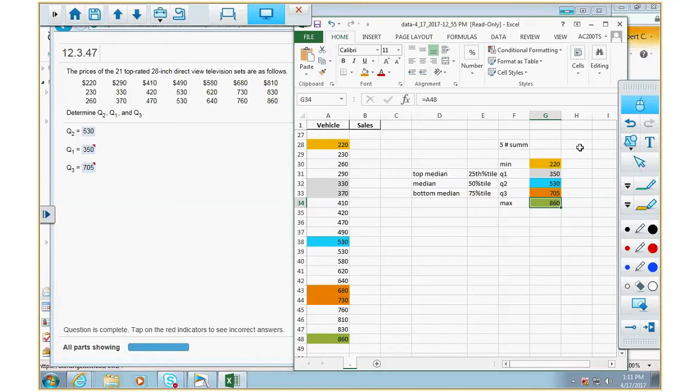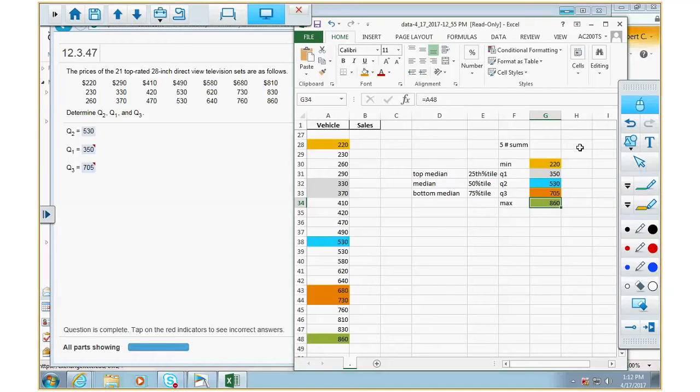Now, some books and some teachers use formulas to get the five-number summary. I have found that it's easier just to teach students to find the median of the top half and the median of the bottom half.